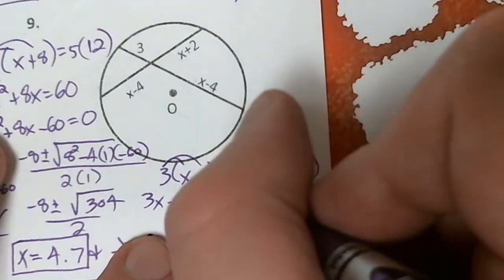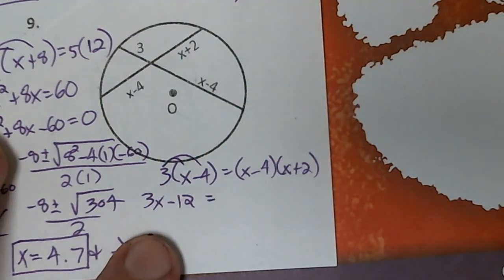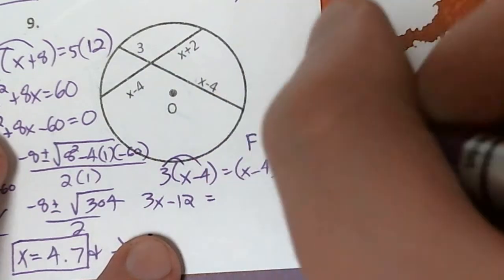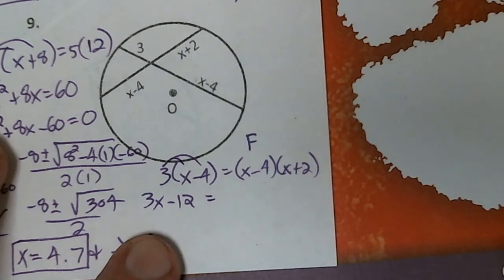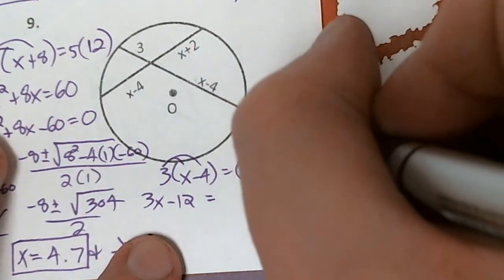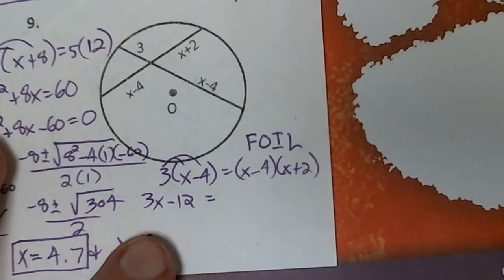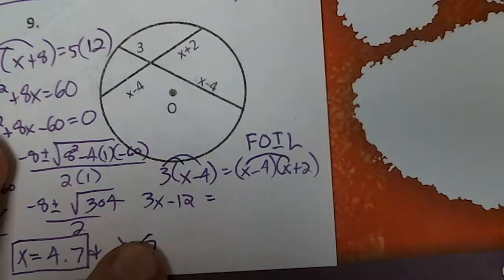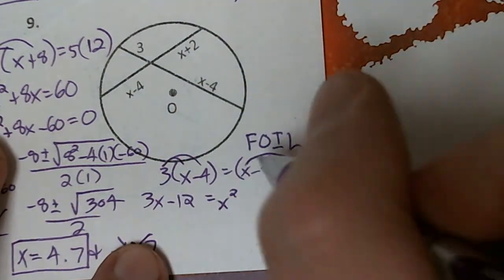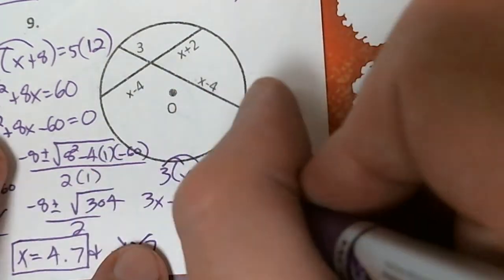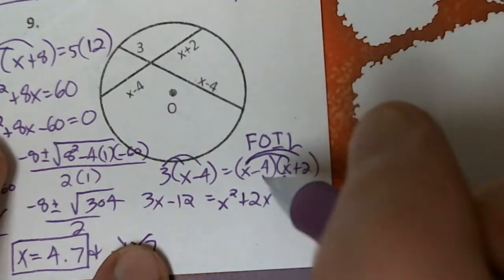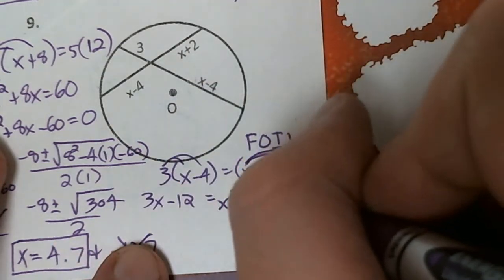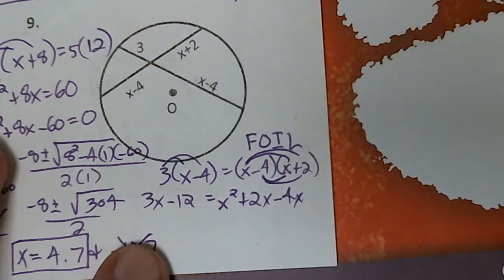All right, 3x minus 12 equals, now what do I do with these two? When I have a binomial times a binomial, what is that magical four-letter word that starts with F? Yeah, I know what you guys are thinking. FOIL. FOIL is the word. Okay, so first, x times x, x squared. Outside, x times 2, 2x. Inside, -4 times x, minus 4x. And last, -4 times 2 is minus 8.